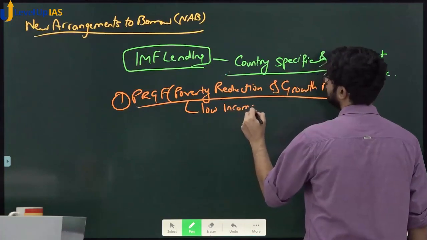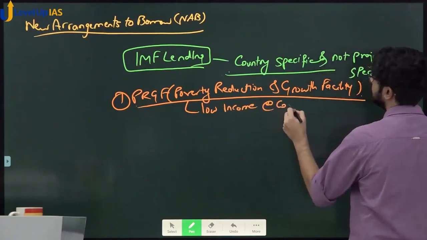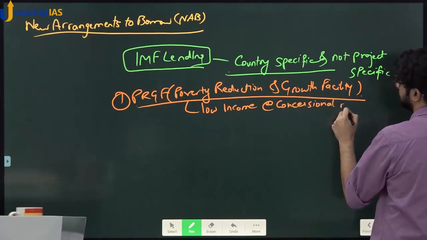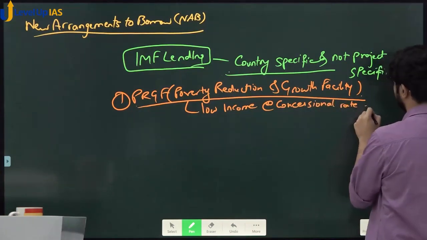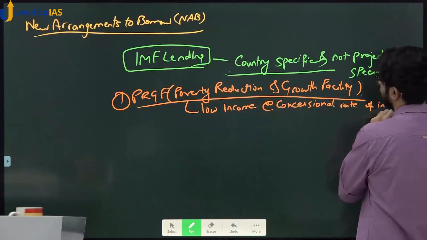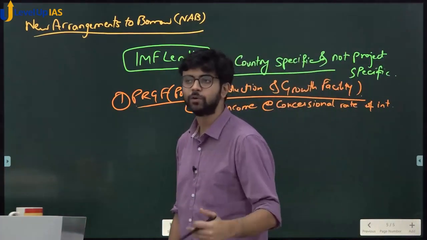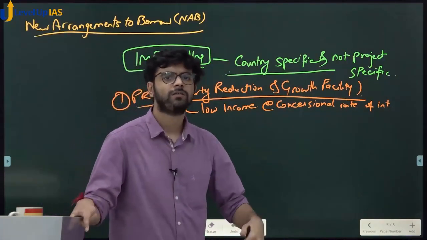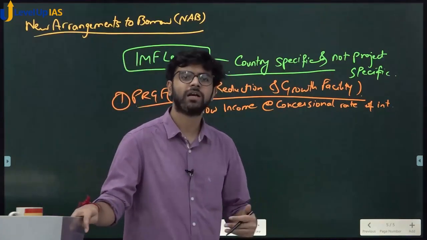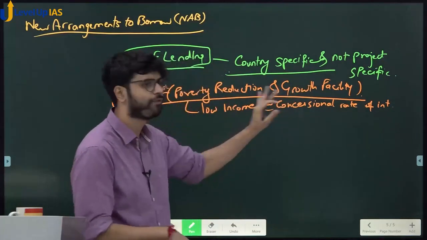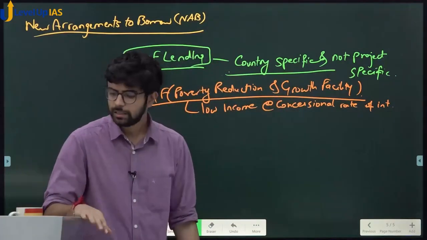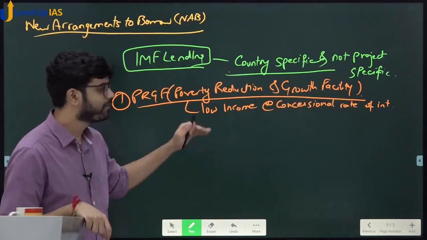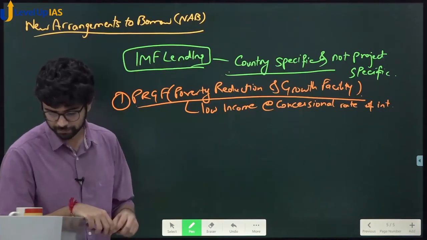low income countries, and it is given at a concessional rate, discounted rate of interest. I hope you know. So normally if IMF is giving loans at 12%, it will give 8% because you are very poor, poverty reduction karna hai in your country, we want to reduce poverty, so take this loan for a lesser amount. Is this clear? Poverty reduction growth facility.